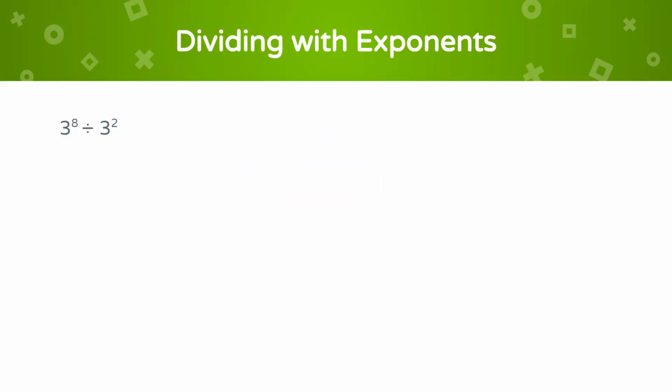Our first example is 3 to the power of 8 divided by 3 to the power of 2. Over here we only have one base and it's the same for both terms. So all we have to do is subtract the two exponents, and in the end we will get 3 to the power of 6 as our answer. Over here we have another simple example. So go ahead, pause the video and try this out for yourself.